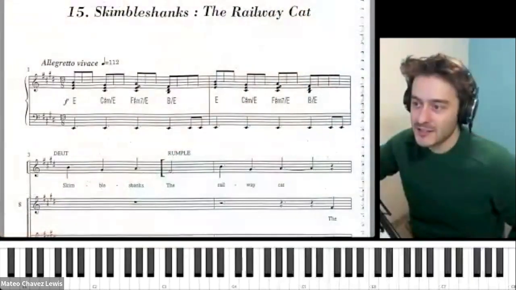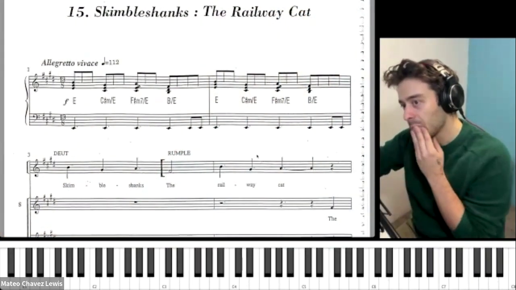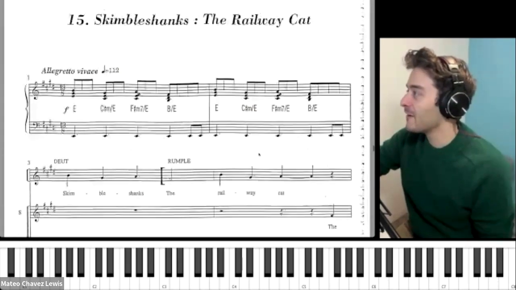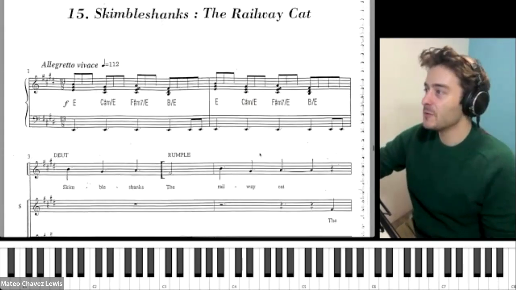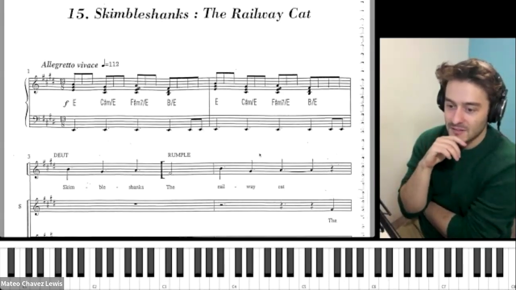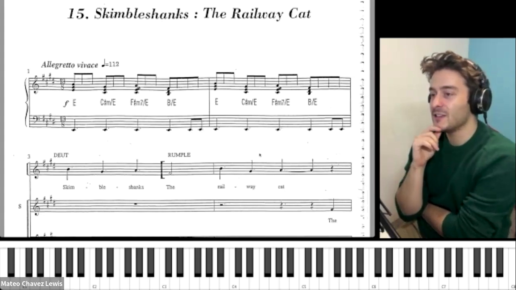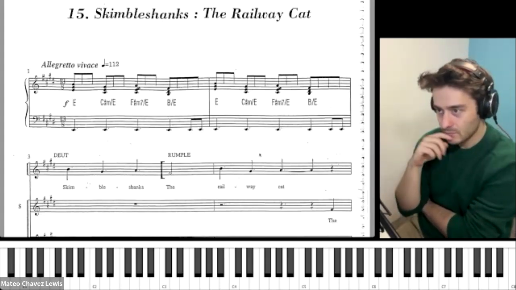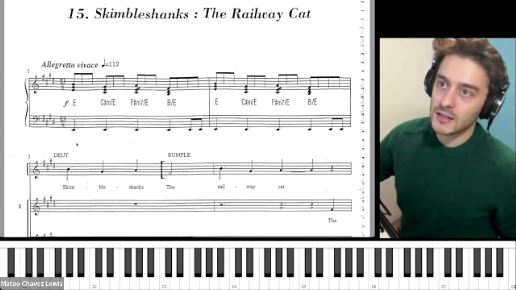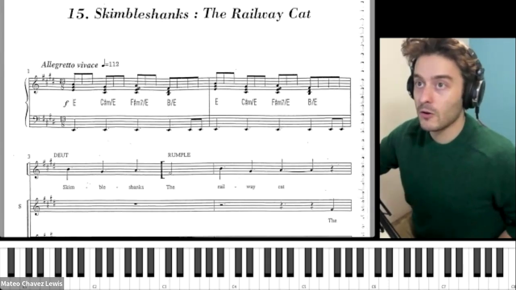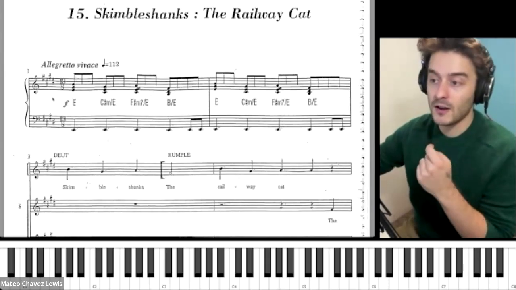We're going to look a little bit at the music of Skimbleshanks the Railway Cat today. This is one of my favorite songs in the show, if only because it's very clever the way that he uses this really weird time signature. So obviously this is kind of basic music theory. A lot of you will already be familiar with this. If you're not, that's fine, I'll get you up to speed.